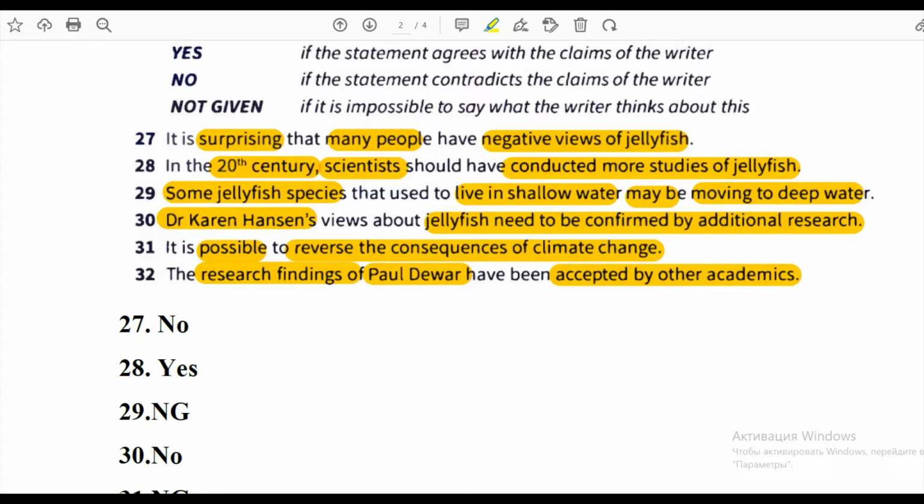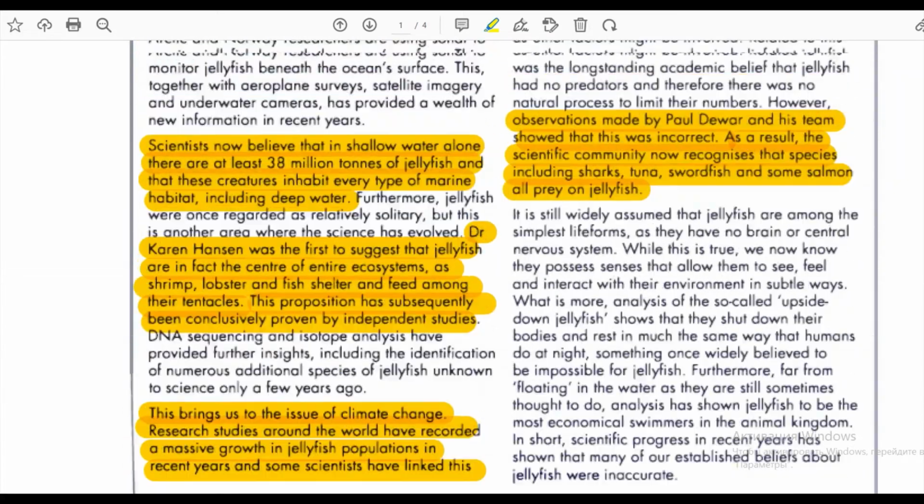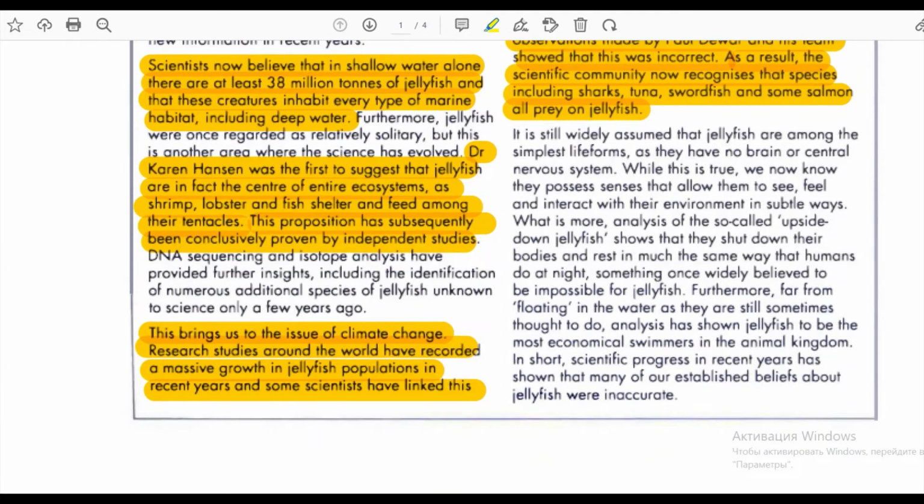Dr. Karen Hansen's views about jellyfish need to be confirmed by additional research. So we need to find Dr. Karen Hansen and we need to continue our second paragraph. So here it is. Dr. Karen Hansen was the first to suggest that jellyfish are in fact the center of entire ecosystems as shrimp, lobster and fish shelter and feed among their tentacles. This proposition has subsequently been conclusively proven by independent studies.